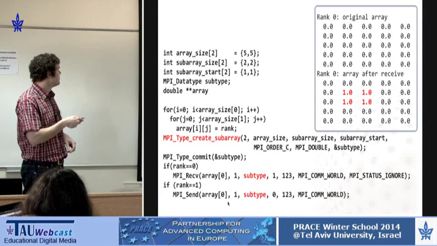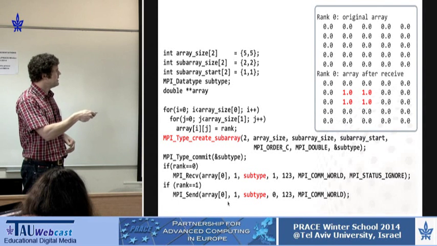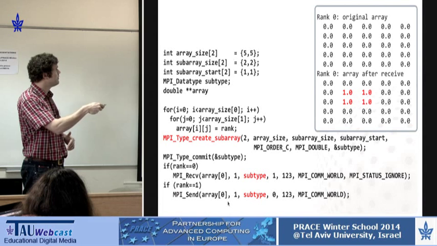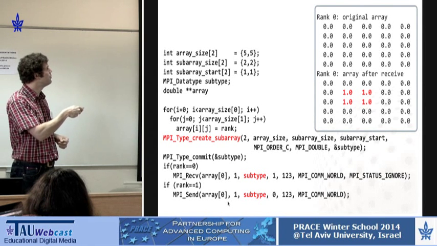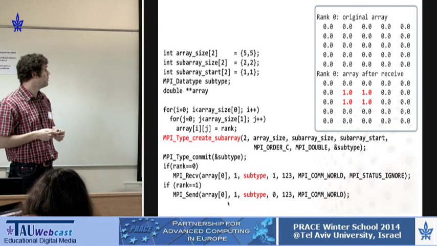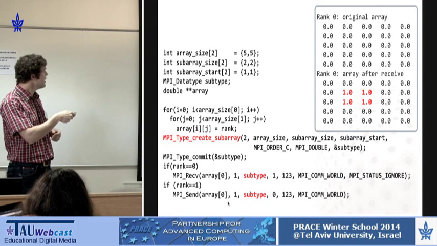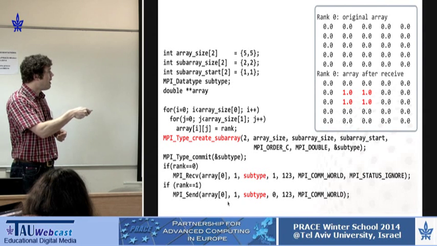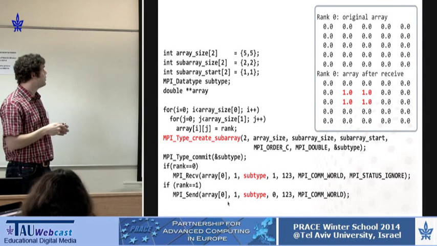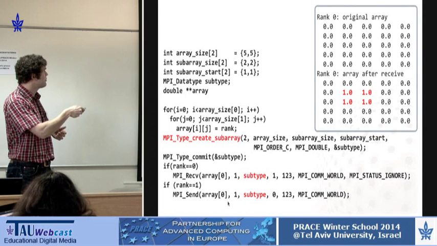So let's say we have here some 5 by 5 array, and now we really are wanting to send, or communicate, 2 by 2 subblocks from that. And let's say that, okay, this is the part of the matrix we want to communicate.